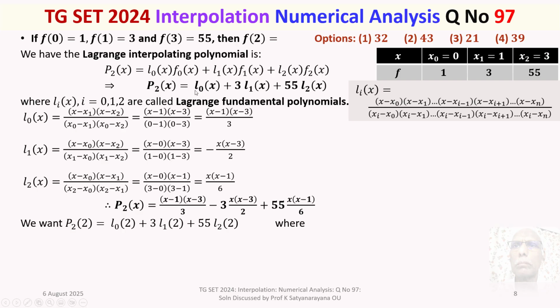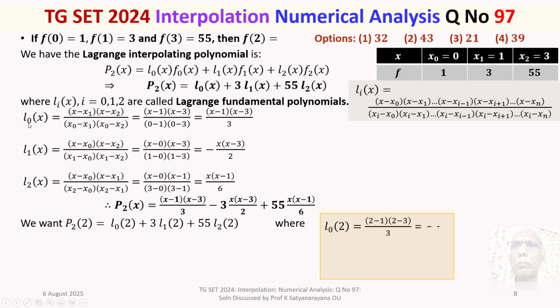P2 of x will be L0 of x plus 3 times L1 of x plus 55 times L2 of x, evaluated at 2. Now what are these values? L0 of 2, L1 of 2, L2 of 2. So we have L0 x, L1 x, L2 x. Substitute x is equal to 2.